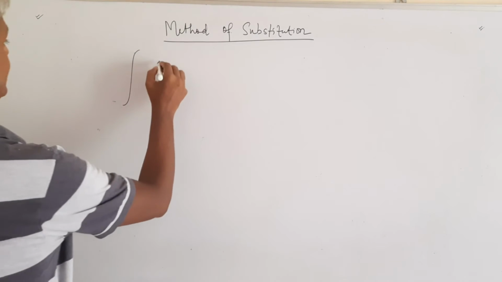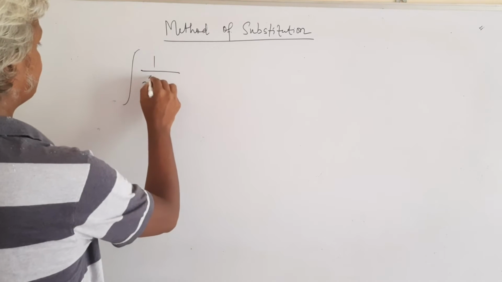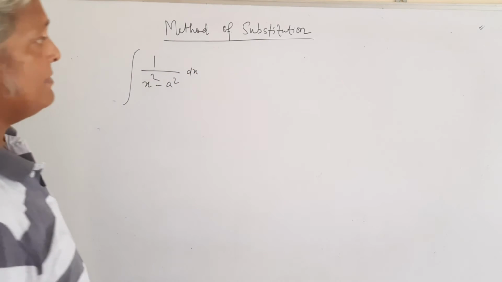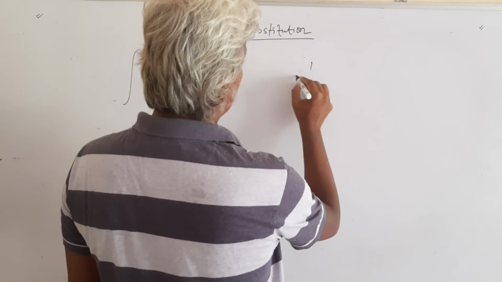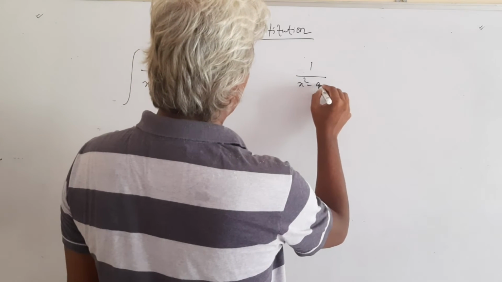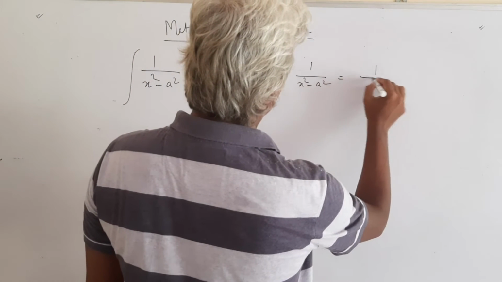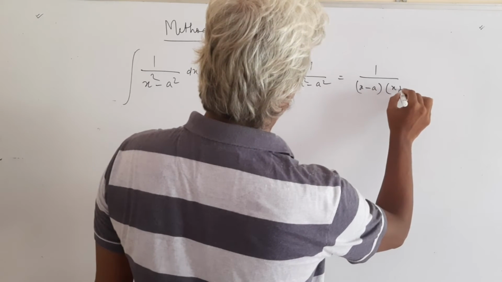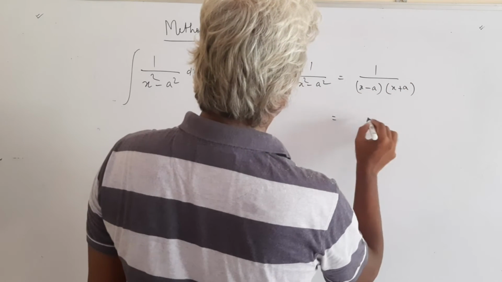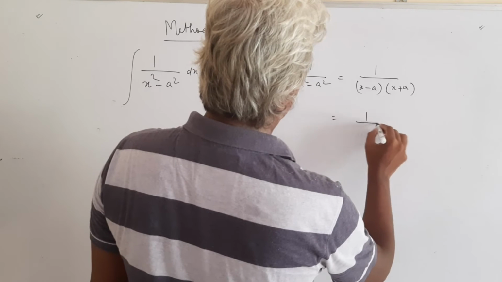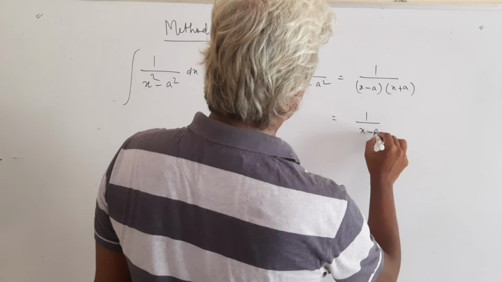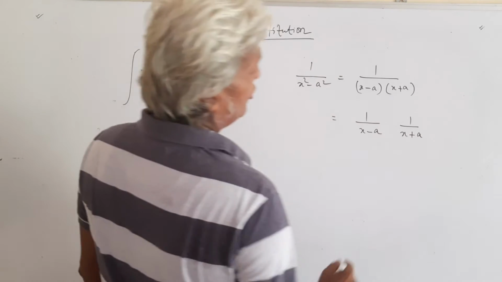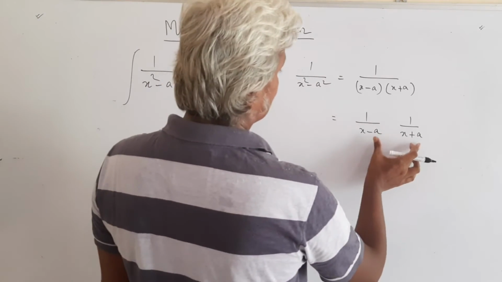Okay, now I have another form, that is the integration of 1 over x square minus a square dx, and we will apply the same method. 1 over x square minus a square can be written as 1 over x minus a times x plus a. So you just write 1 over x minus a here and x plus a here. We are just putting them in such an order so that there is some order.